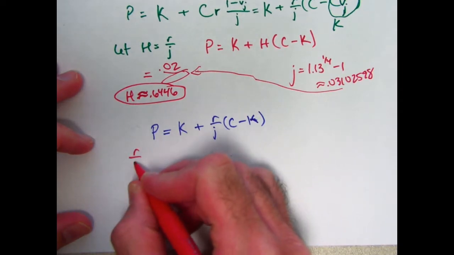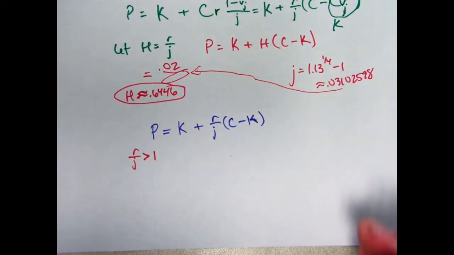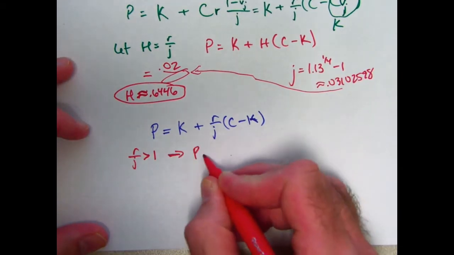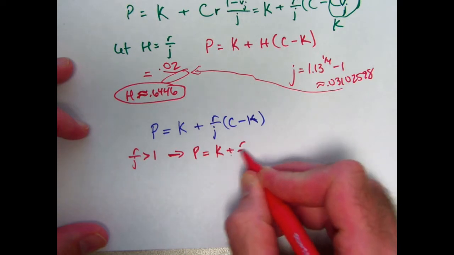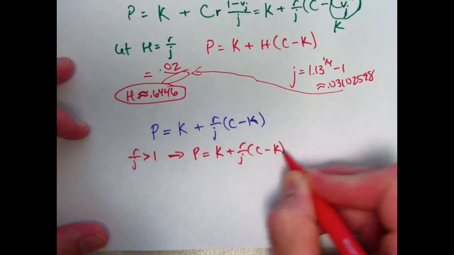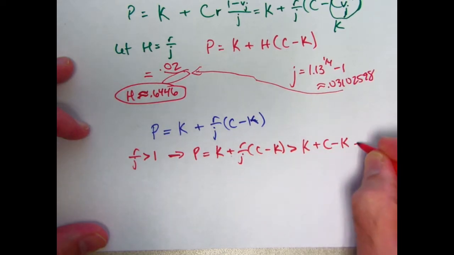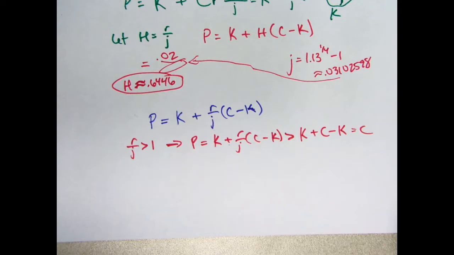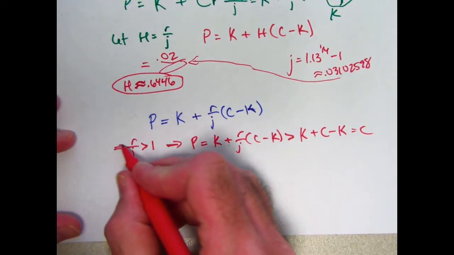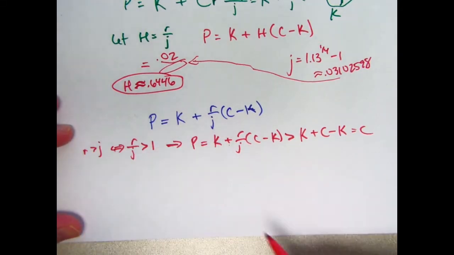If R over J happens to be bigger than 1, meaning the coupon rate, the effective periodic coupon rate is bigger than the effective yield rate, what will that imply? That implies that P, which is this, will be greater than K plus C minus K. It'll be greater than C. The price at time 0 is going to be greater than the redemption amount when the coupon rate is greater than the yield rate. This thing here is equivalent to R being bigger than J.